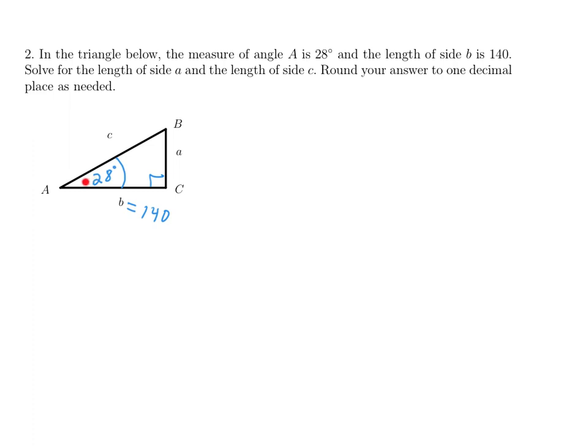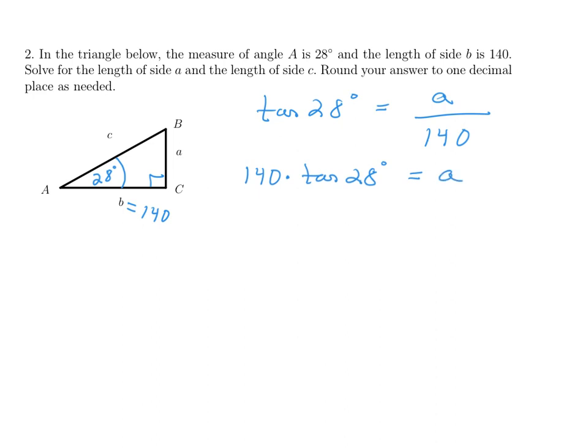Tangent is equal to, of this angle, the opposite over the adjacent. So for this reason, we can write down tangent of 28 degrees is equal to the opposite side, which we're calling A, divided by the adjacent side, which is equal to 140. In order to solve for A, you can take 140 and multiply it to the other side of this equation. This is equivalent to 140 multiplied to tangent of 28 degrees. That is the exact value of A.